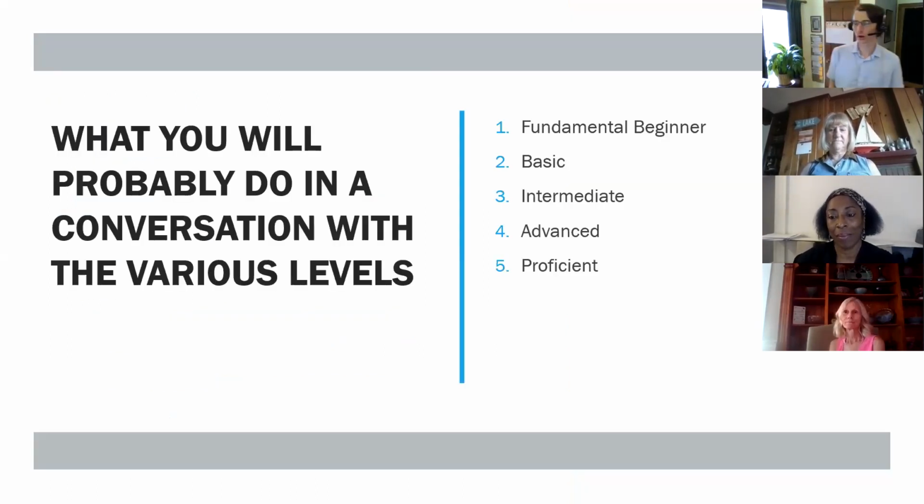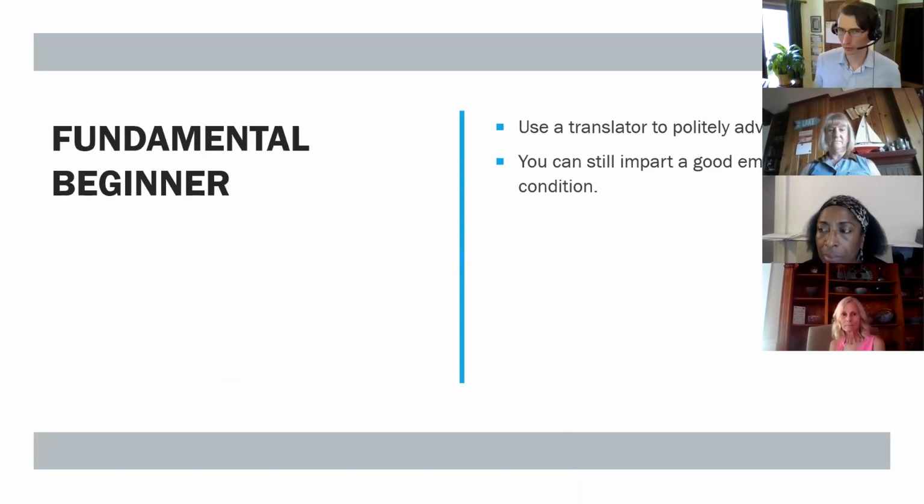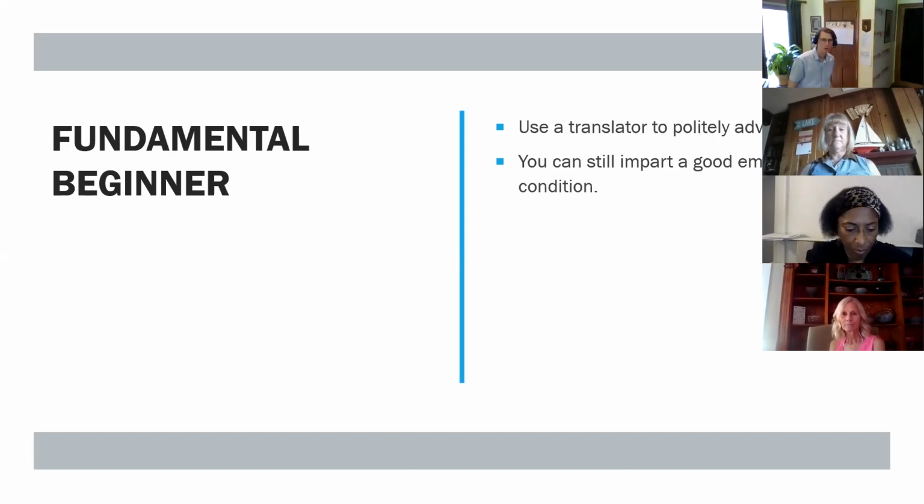Let's talk about what you will probably do in a conversation with the various levels. So here we have the levels: fundamental, beginner, basic, intermediate, advanced, and proficient. Okay, so let's talk about fundamental beginner. This means that they're not suited for conversation at this time. Probably in order to communicate, you will need to use a translator to politely advise them what they should do. Probably they should not be paying for a conversation application because they could buy a book and work with that, and it would save them a lot of money.